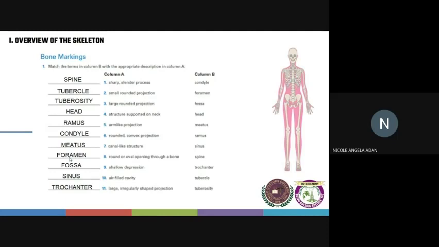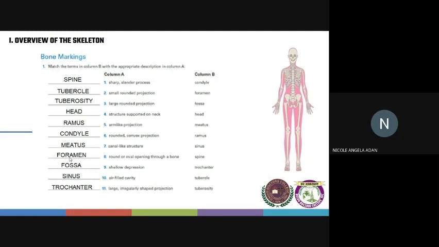For number 7, canal-like structure, our answer is meatus. For number 8, round or oval opening through a bone, our answer is foramen. Number 9, shallow depression, our answer is fossa. And for number 10, air-filled cavity, our answer is sinus. Meatus, foramen, fossa, and sinus are depressions or openings for passage of blood vessels and nerves.